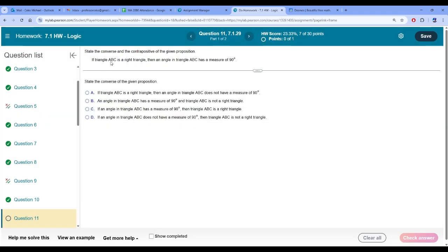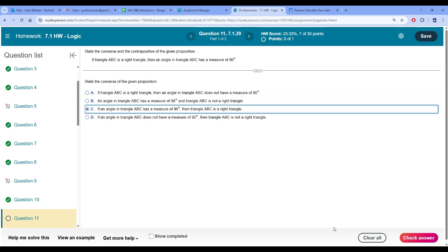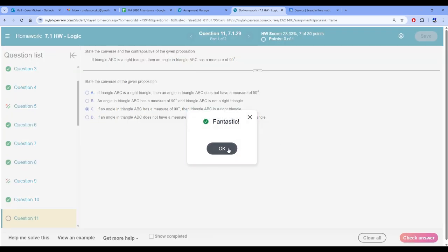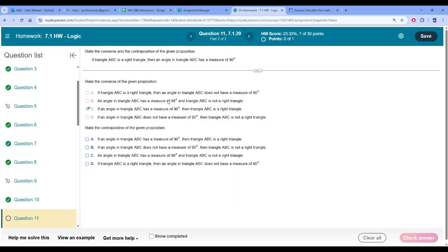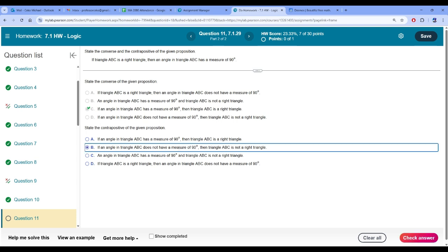All right, let's see. If triangle ABC is a right triangle, then an angle has to measure 90. State the converse. The converse of this is if it has an angle that is 90, then it would be a right triangle. If an angle in triangle ABC has a measure of 90, then it is a right triangle. If then, switch them. And then the contrapositive would be not 90, not right triangle. If no angle in triangle ABC has a measure of 90, then it is not a right triangle. That would be the contrapositive.